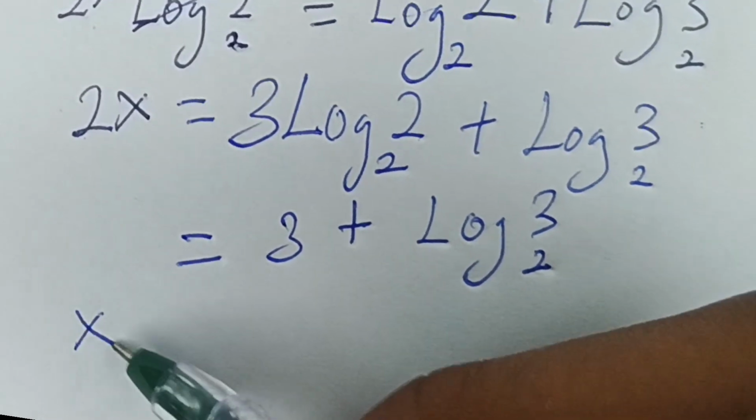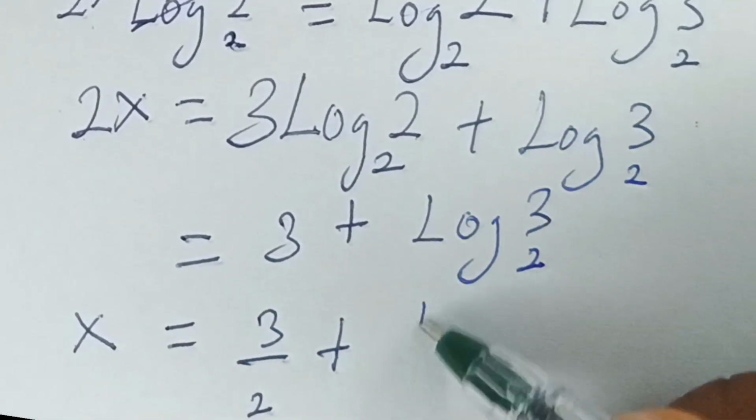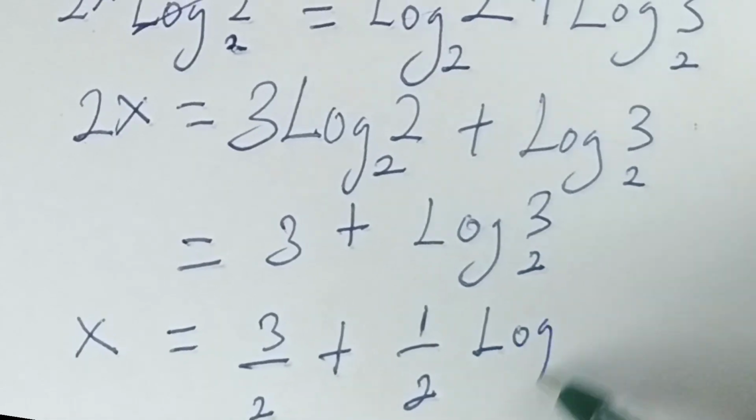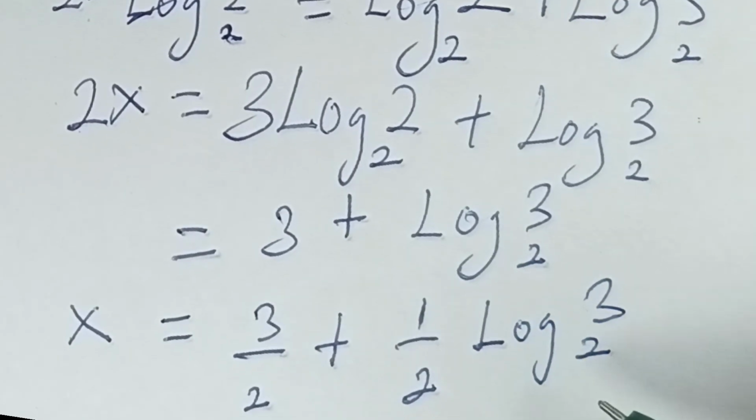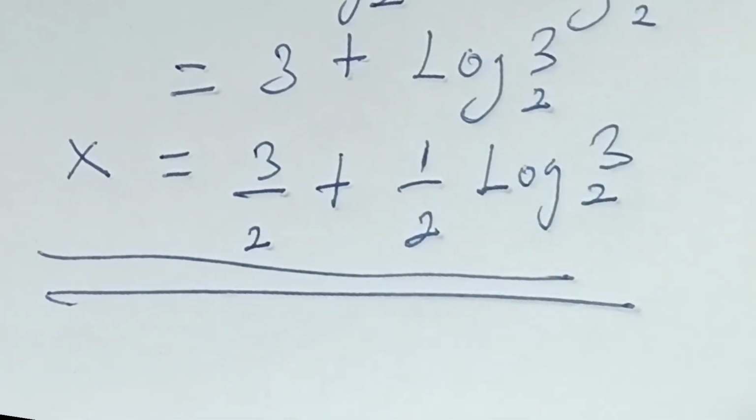Now we have that our x here is equal to 3 divided by 2, which is 3 over 2 plus 1 over 2 multiplied by log of 3 to base 2. Okay, so we can conclude that this is the final answer for x in this question.